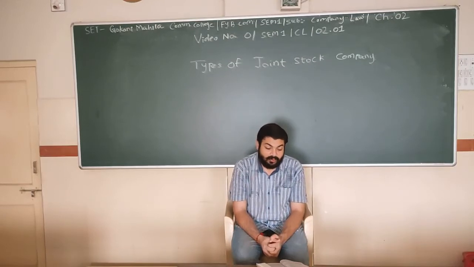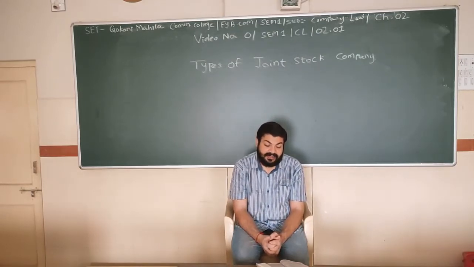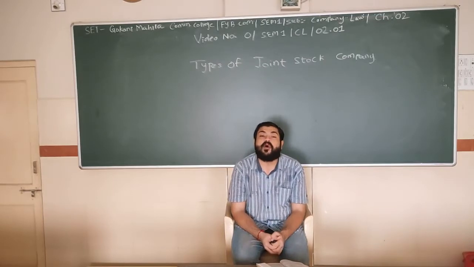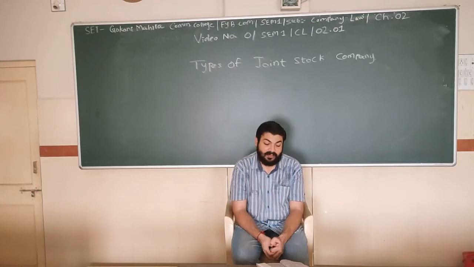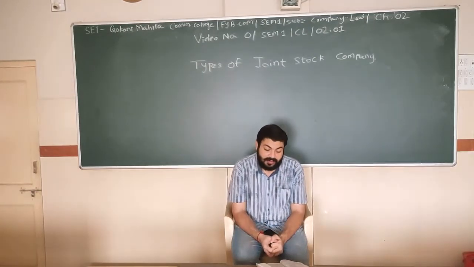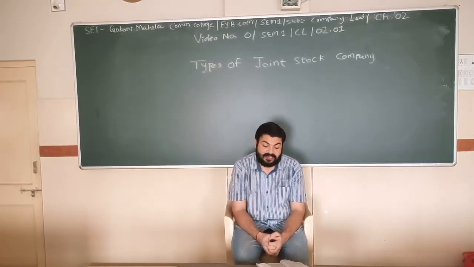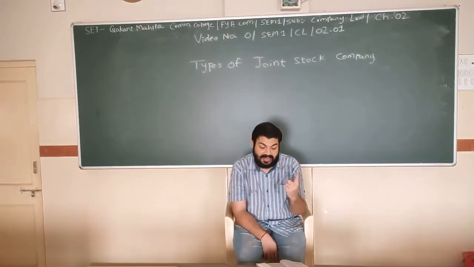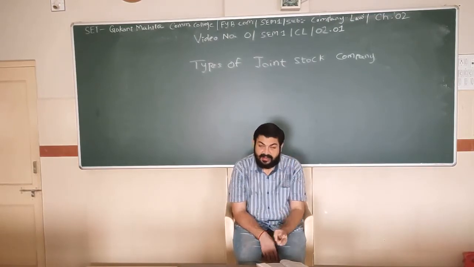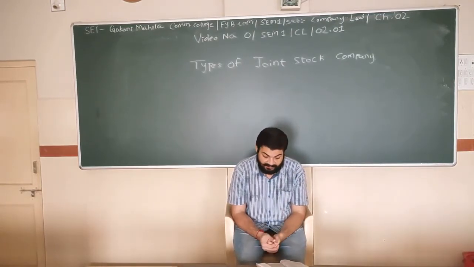Now, company registered under the Companies Act is further divided into four parts: company from the point of view of responsibility, from the point of view of number of members, from the point of view of board, and from the point of view of place of registration. According to responsibility, it is divided into three types: company with limited liability, company with guarantee, and unlimited liability company.